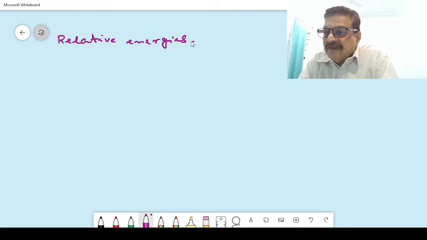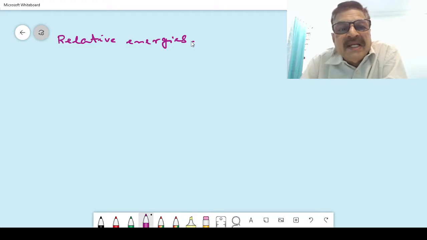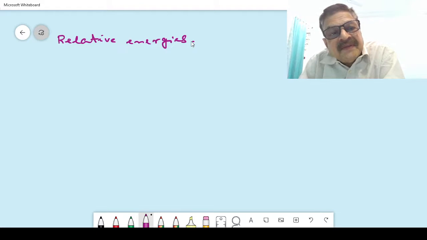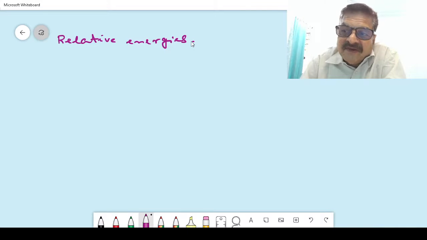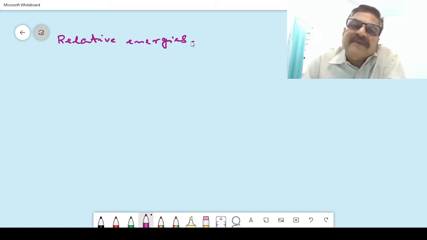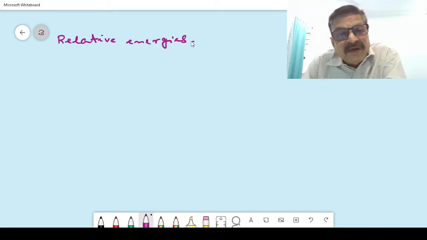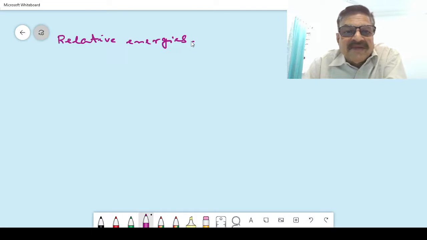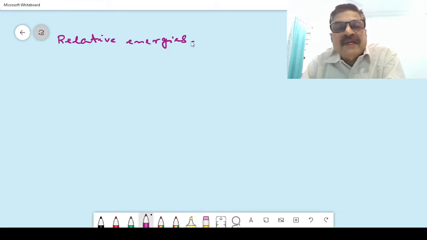So, the position of the equilibrium is determined by the relative energies of what? Energies of the reactants and the relative energies of the products. That is the position of the equilibrium, that is, whether the equilibrium favors the formation of the products or whether it favors the formation of the starting materials. So that is determined by the relative energies of the starting materials as well as the products here.